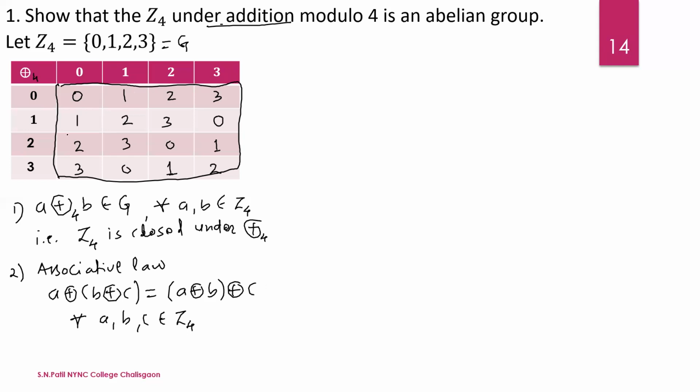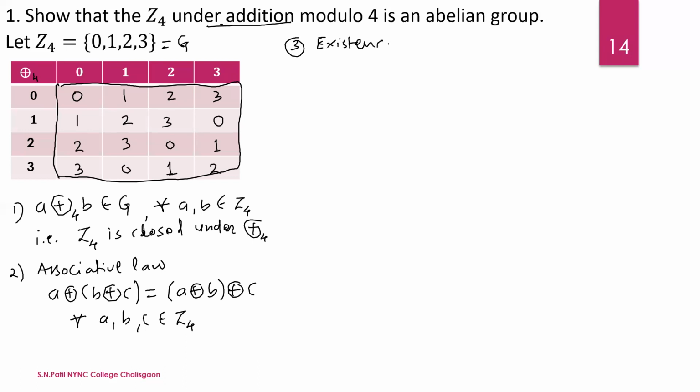Okay, you can verify also. Take any three elements and apply the operation. You will get the resultant. You will get the same resultant, and the number belongs to again this Z4.